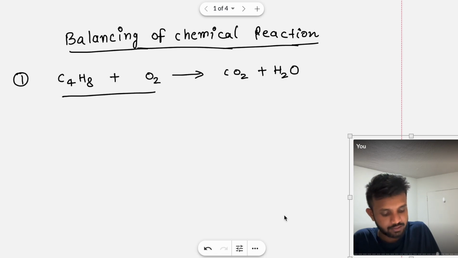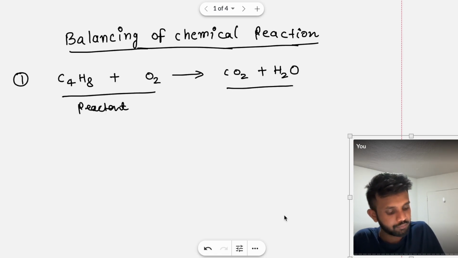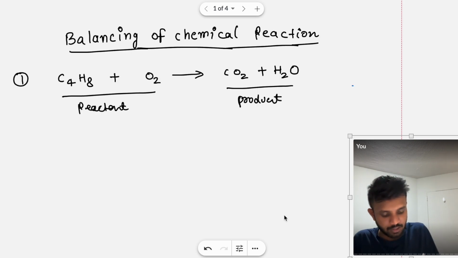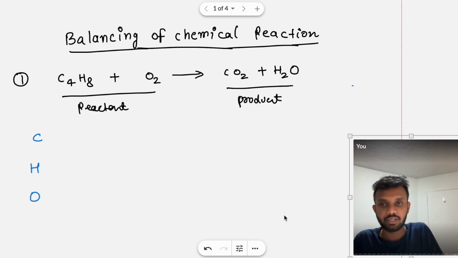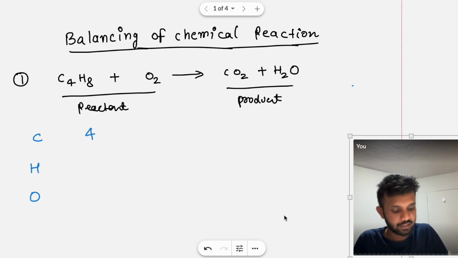So this side is the reactant side and this is the product side, right? So how many different atoms do I have? See, I have carbon, hydrogen and oxygen, right? So how many carbons are on the reactant side? I have 4. How many carbons do I have on the product side? That is 4.